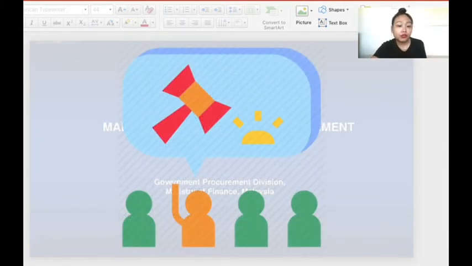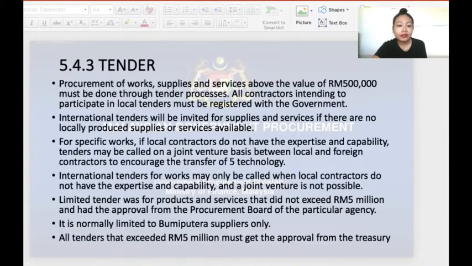Okay, next one, we are going to look at tender. So, procurement of works, supplies and services above the value of 500,000 ringgit must be done through tender processes. All contractors intending to participate in local tenders must be registered with the government. Of course, anything that involves government projects needs to be registered under the government.